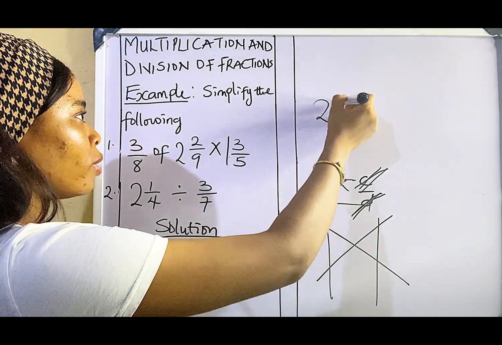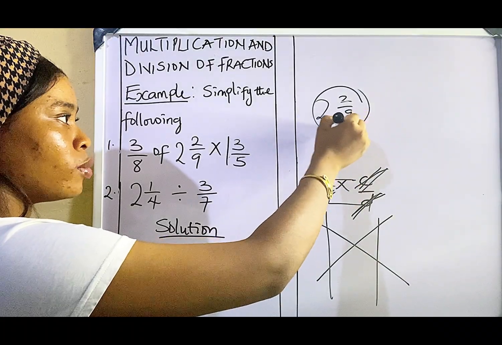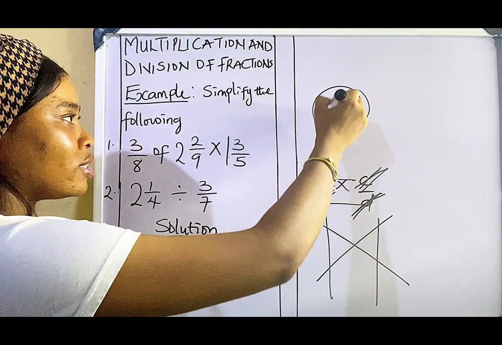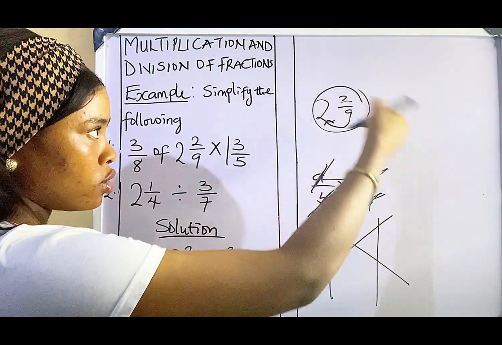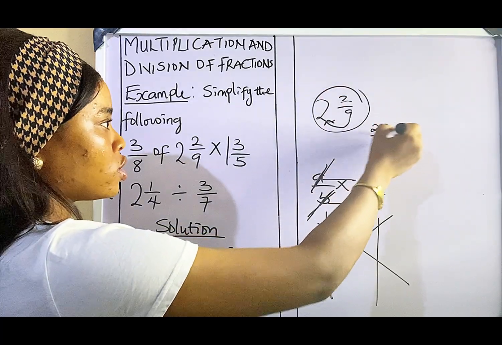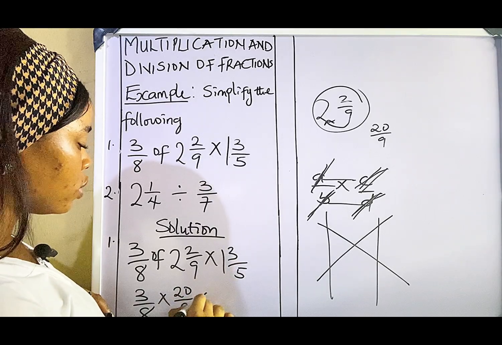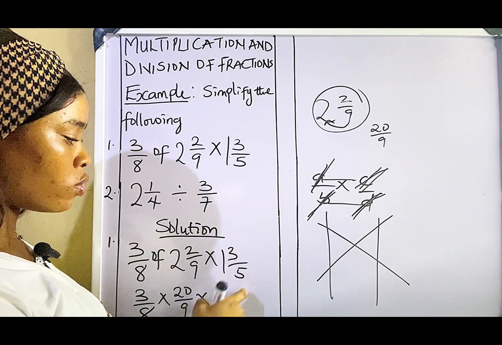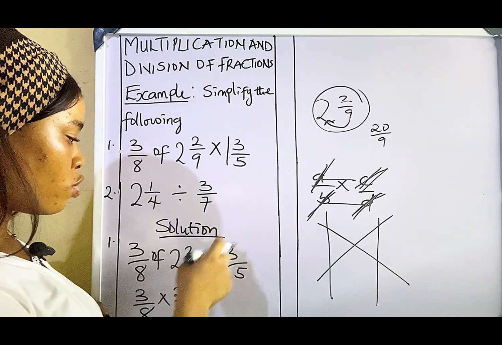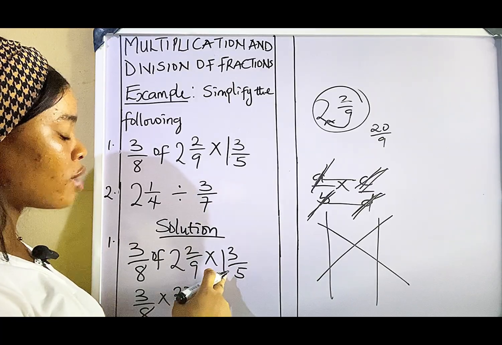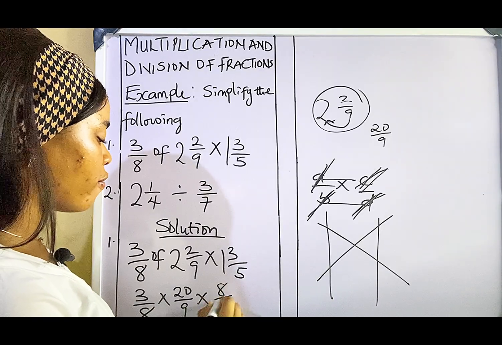Now we have 2 whole number 2 over 9. Converting this to an improper fraction, the denominator multiplies the whole number, and then whatever we get, we add to the numerator. So 9 times 2, that is 18. 18 plus 2 gives us 20 over 9. So we have 20 over 9 times, and we do the same here. This is also a mixed fraction, so we also convert it to an improper fraction. We have 5 times 1, that is 5. 5 plus 3 gives us 8 over 5.